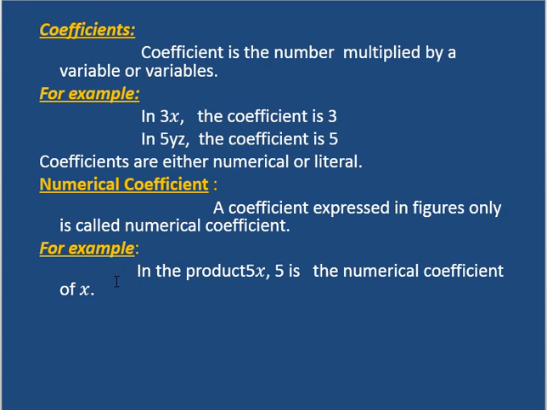For example, in the product 5x, 5 is the numerical coefficient of x. You can see here 5 is multiplying by x. Because we don't have any sign between 5 and x, this shows multiplication. And this 5 is numerical coefficient of variable x.